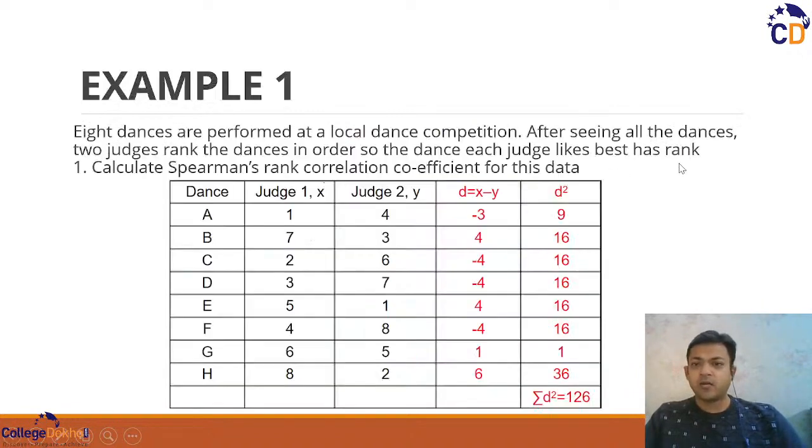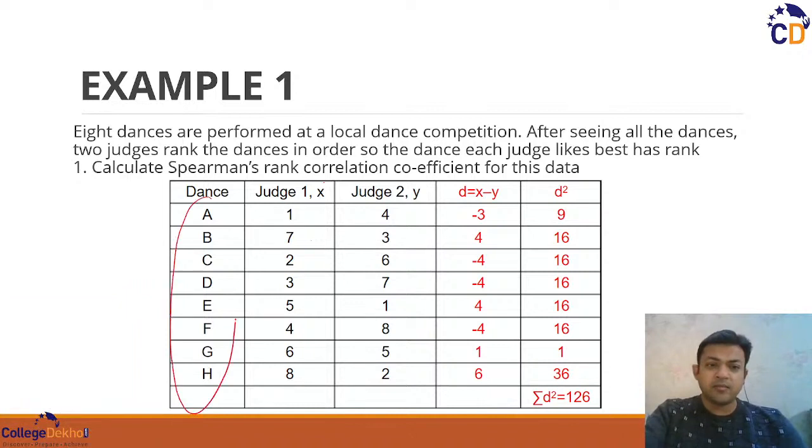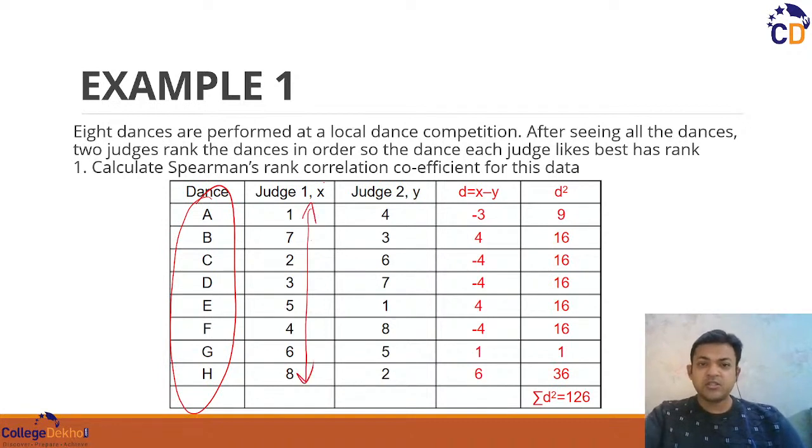Let us take another look at it, a quick summary. According to the table given to us, there are 8 dancers available to us. For these 8 dancers named A to H, Judge 1 gives them these ranks, Judge 2 provides them these ranks. The difference between the ranks is denoted by small d, that is x minus y. So we simply subtract: 1 minus 4 is negative 3, 7 minus 3 gives us 4, 2 minus 6 gives me minus 4, and so on and so forth.